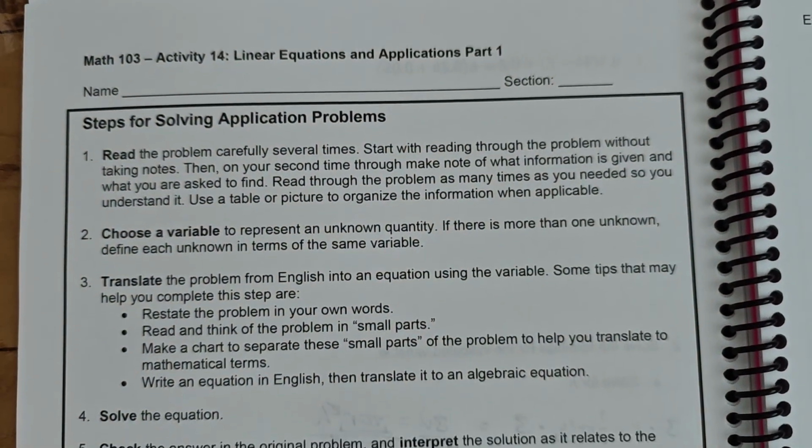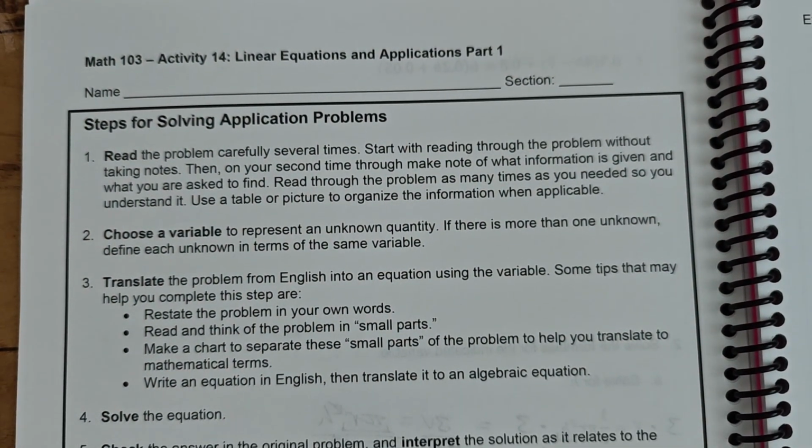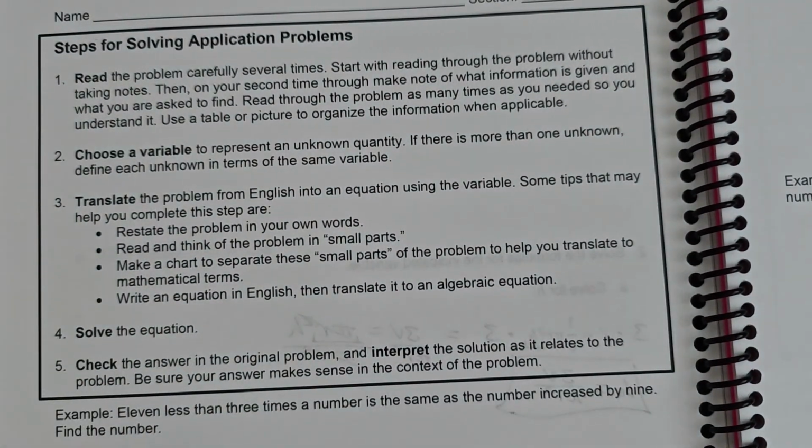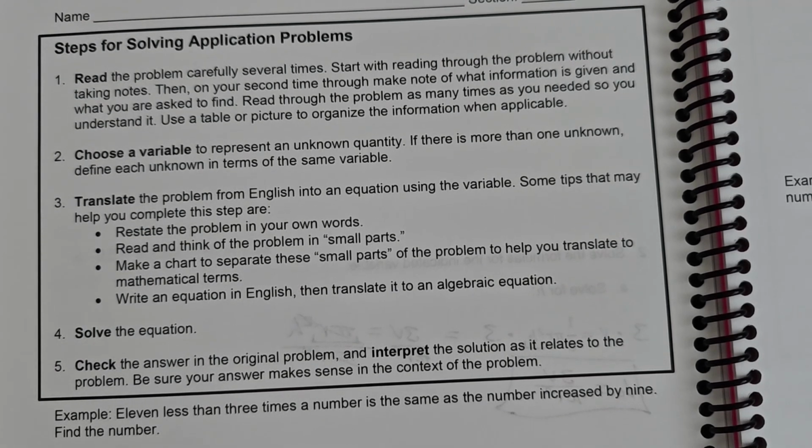Moving on to the next activity, now we have application problems, word problems. It gives you some basic ideas for how to break these down and solve them. Carefully reading the problem is vitally important. Choosing a variable helps you define what you're working with in this activity, what you need to pay attention to. Translating it into English, so basically breaking up the important parts of the equation, or translating it, you write it as an algebraic equation as well, solving the equation, and then finally checking the answer and interpreting the solution.